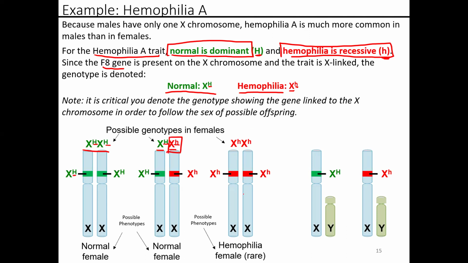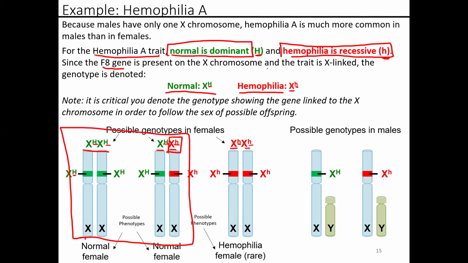And then finally, for this one, you can see we have XX, which again is going to denote a female. And then on our superscripts over here, we have little h, representing that this person is going to be homozygous recessive, meaning they are going to have hemophilia. But again, you can see this is going to be much more rare in females because they have two opportunities right here to not exhibit or have hemophilia.